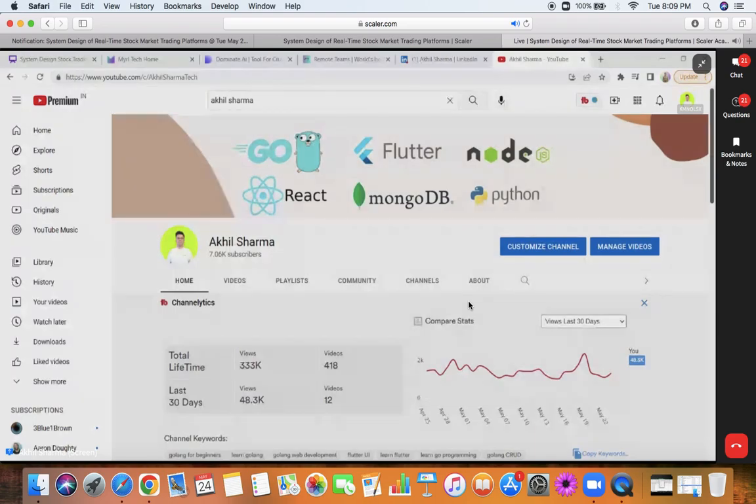Bishop is saying he works on Hyperledger Fabric. Awesome, Bishop. Same here. I work on Fabric and Firefly.